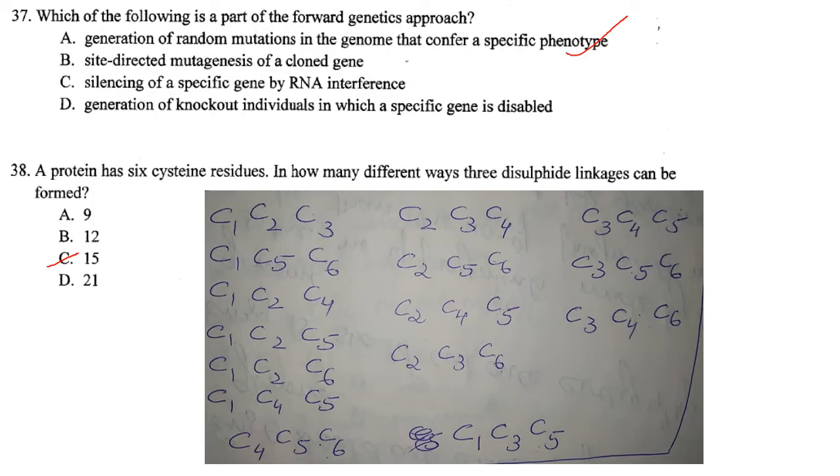The next one. Which of the following is a part of forward genetic approach? Now I have already discussed what is forward genetics and reverse genetics in one of my previous question papers. I think you will get it in University of Hyderabad MSc Plant Biology and Biotechnology question paper for the year 2021. Anyway, I will tell what is reverse genetics.